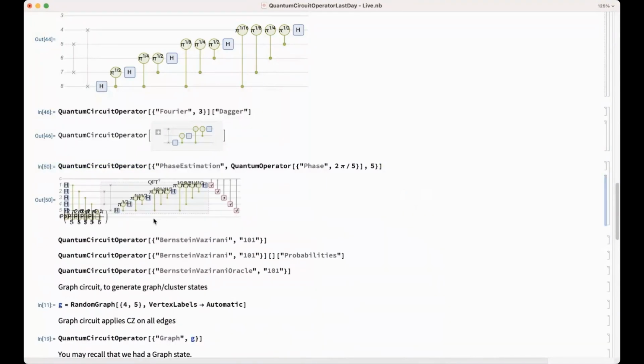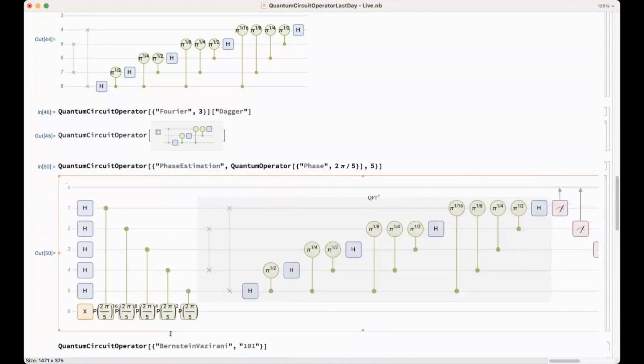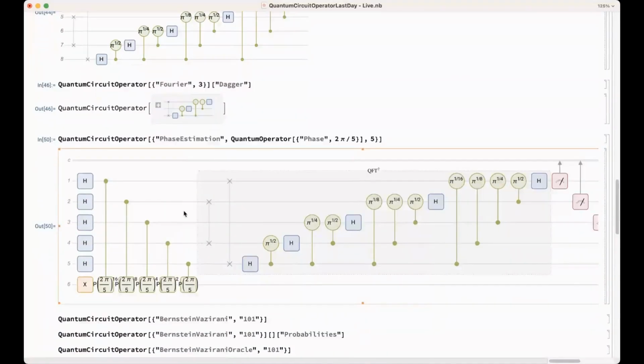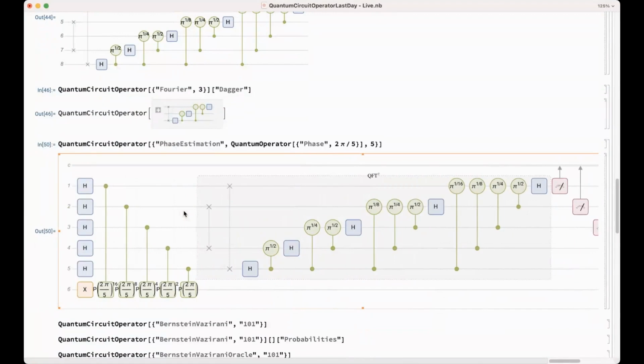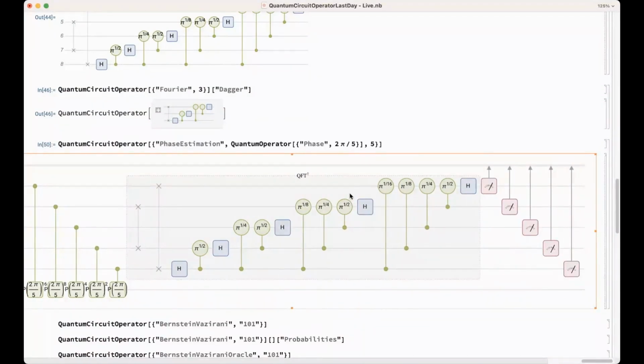And it gets more and more complicated. Of course, as you increase the number of qubits, your estimation for the corresponding phase of that unitary operator will be a better estimation.